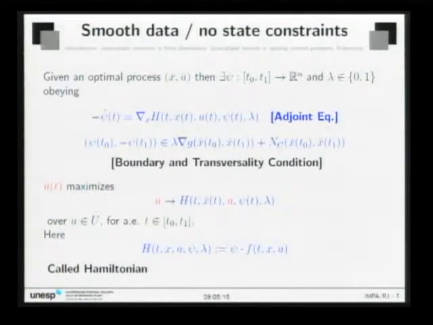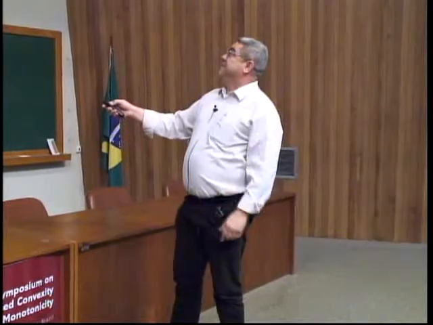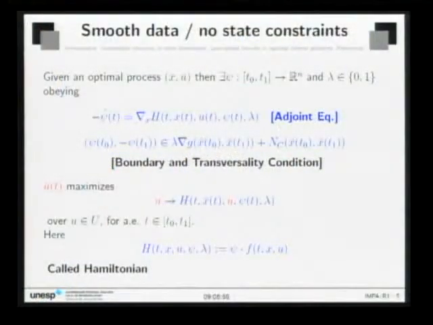And this condition here is the maximization of the Hamiltonian with respect to the control. So for fixed t, it is maximized over u in U(t). So this is what they call the maximum principle, the set of necessary conditions for the optimal control problem without state constraints. Here we are supposing there are no state constraints, okay?